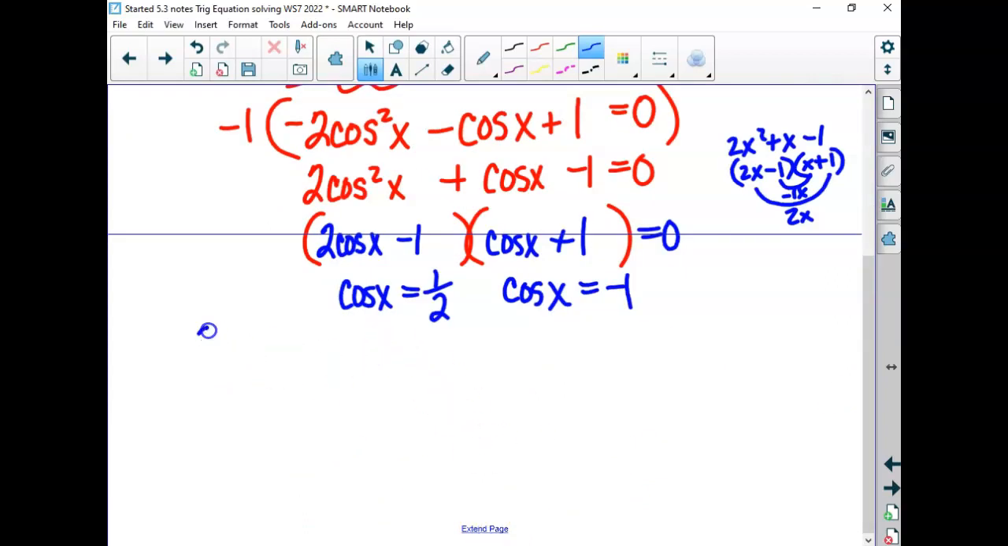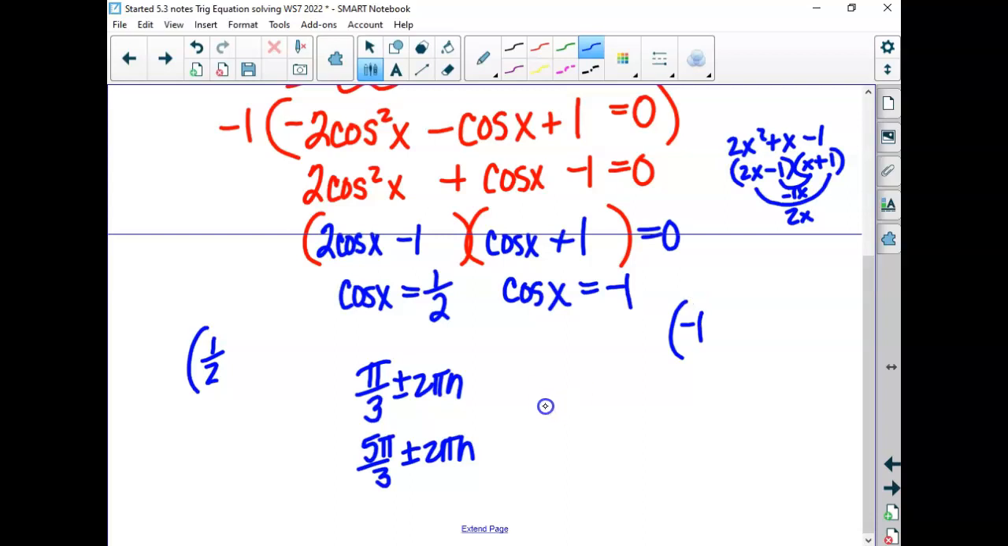Where's the cosine 1/2? Guys, that means a 1/2 in the x spot on our unit circle. Cosine is 1/2 at pi over 3. Am I right? And 5 pi over 3. Thank you. And those both get a plus or minus 2 pi n because it said all solutions. And the cosine is negative 1 is also in the x spot, and that is just pi, plus or minus 2 pi n.